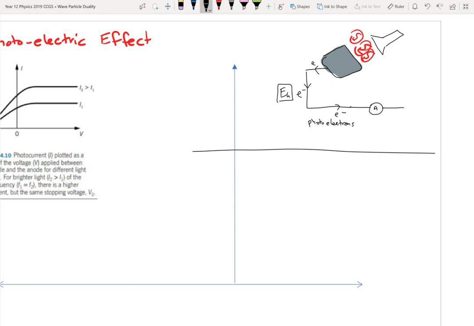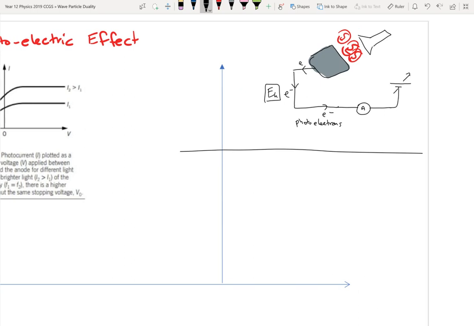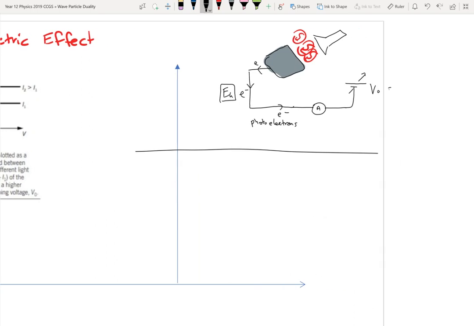And so what you can do is over here, we're going to have a cell, in fact, a variable supply of voltage that can try and stop those electrons from moving. All right. So imagine they're all trying to move through the circuit, and we've put a voltage that's trying to push them back. This is V0, Jake Palandri. V0 is known as the stopping voltage.